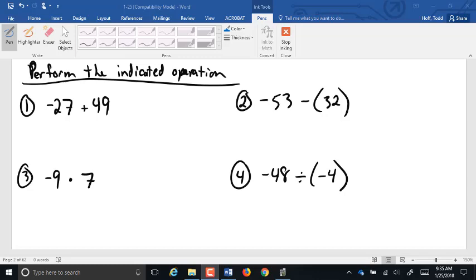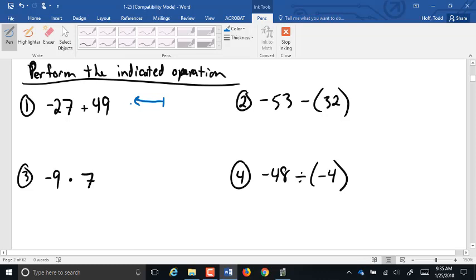Okay, let's take a look at these and see how you did. So the first one, this is addition, so we can just do our number line. From 0, we go to negative 27. Positive 49 goes the opposite direction, and it's longer, so it takes us past 0, telling us that that is going to be positive. And since the vectors go opposite directions, it's the difference in their length. So 49 minus 27 would be 22. So that is a positive 22. Any questions on that one?